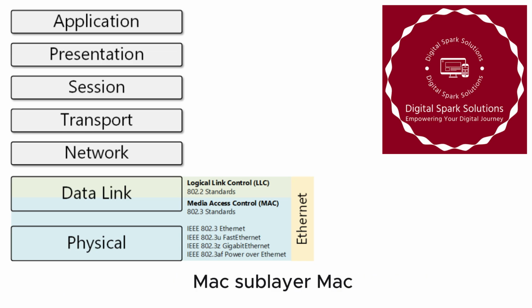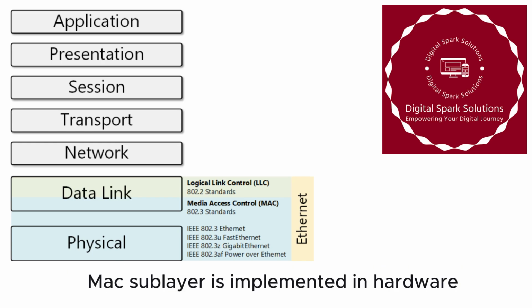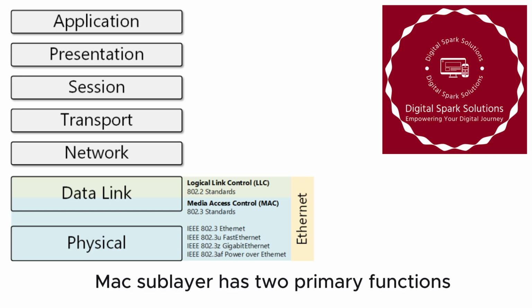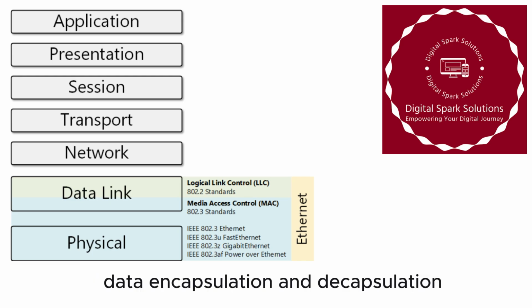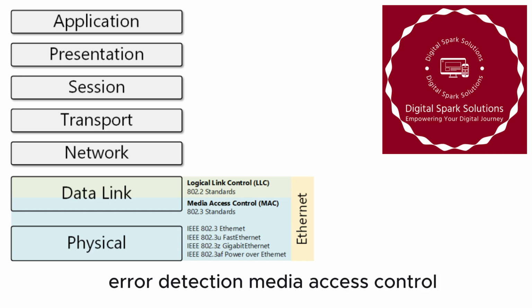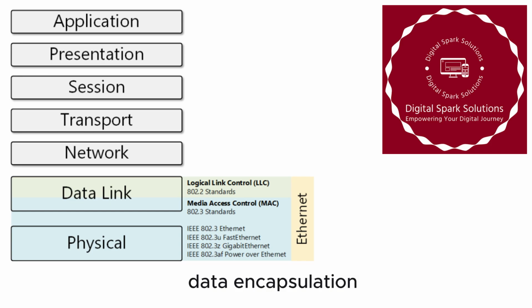MAC sublayer. MAC constitutes the lower sublayer of the data link layer. MAC sublayer is implemented in hardware, typically in the server's NIC. Ethernet MAC sublayer has two primary functions: data encapsulation and decapsulation, frame delimiting, addressing, error detection, media access control, control of media access, media recovery.